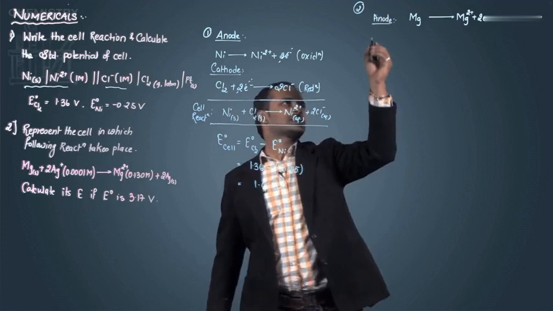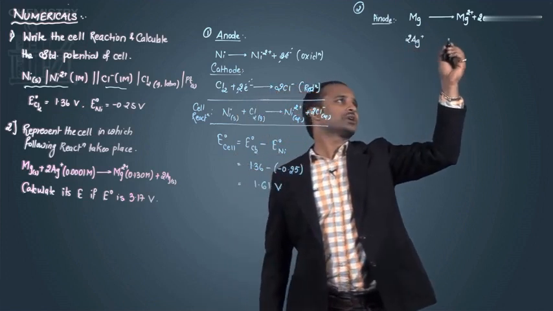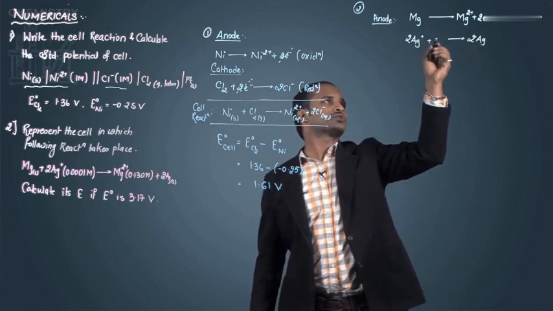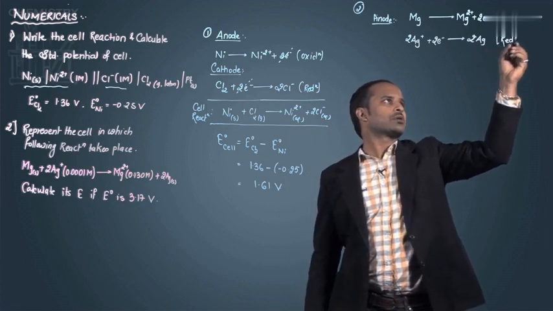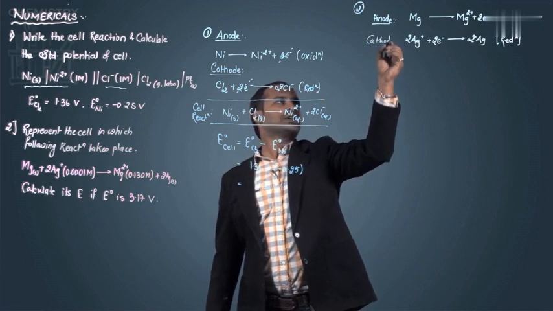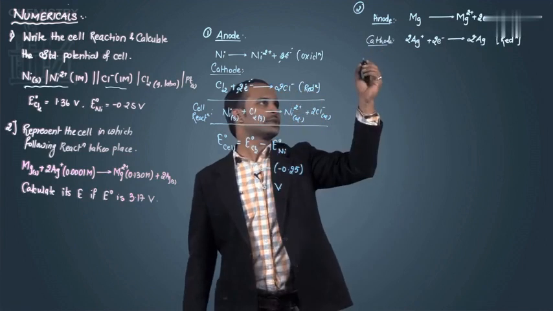2 Ag plus is giving 2 Ag, which means a gain of electrons. How many electrons? 2 electrons are gained. So it is a reduction, which means it is going to be the cathode. So finally we know what is the anode and what is the cathode, and the cell representation can be written easily.